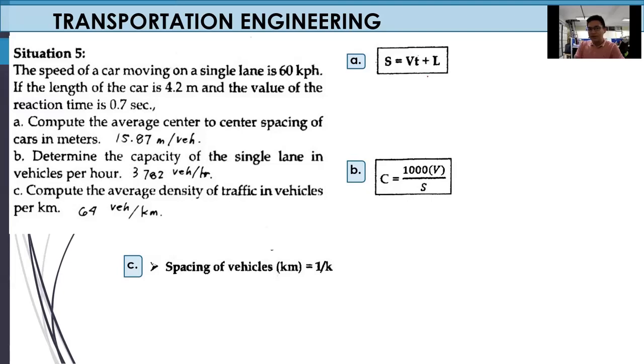So, lagyan na natin, no? Ito yung formula na S is equivalent to VT plus L. So, substitution lang po yan, class. Velocity natin is 60 kilometers per hour, no? So, therefore, convert lang po muna natin kasi meters yung ating kukunin. So, gagawin natin, divide natin siya ng 3.6. So, pag i-divide mo ng 3.6 class, no? Automatic na siya, kilometer per hour to meters per second. Okay? So, yan shortcut niya.